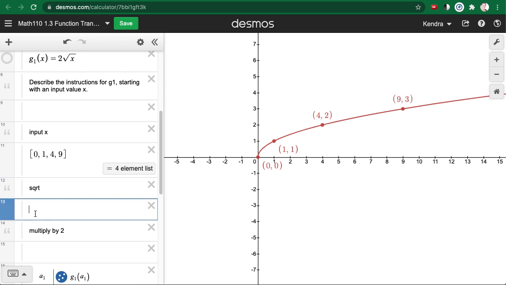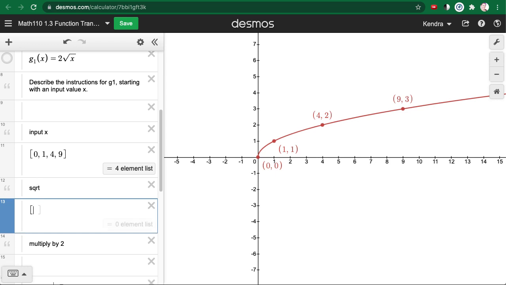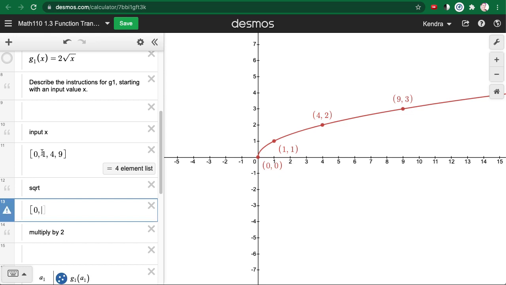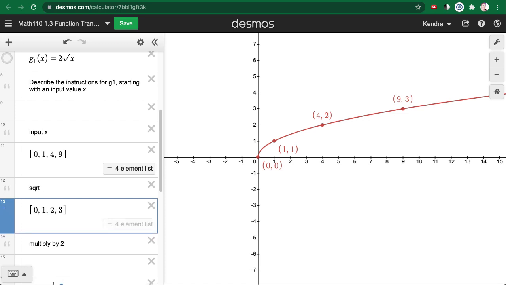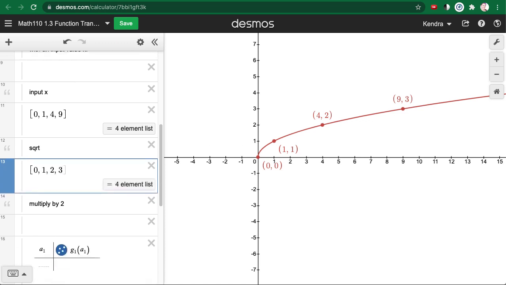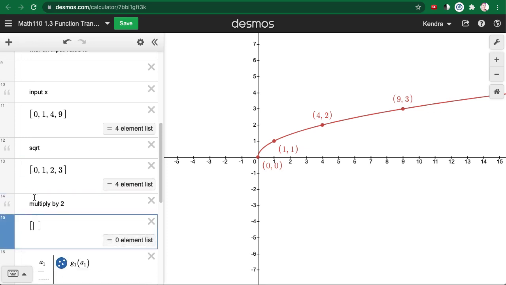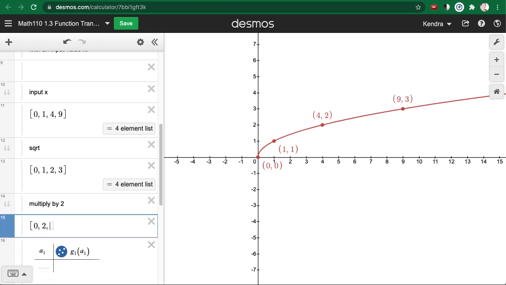So the next line is I'm going to square root each of those numbers. The square root of 0 is 0. Square root of 1 is 1. The square root of 4 is 2. And the square root of 9 is 3. Next, I'm going to take those and multiply them by 2. So 2 times 0 is 0. 2 times 1 is 2. 2 times 2 is 4. And 2 times 3 is 6.